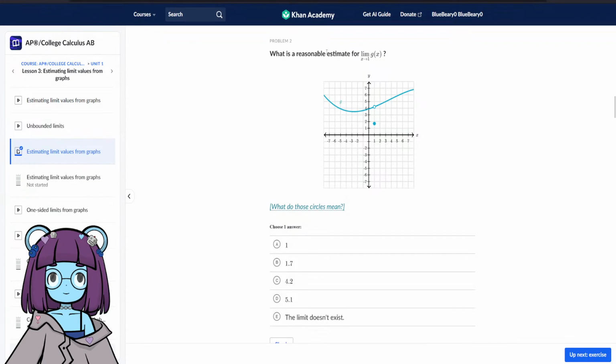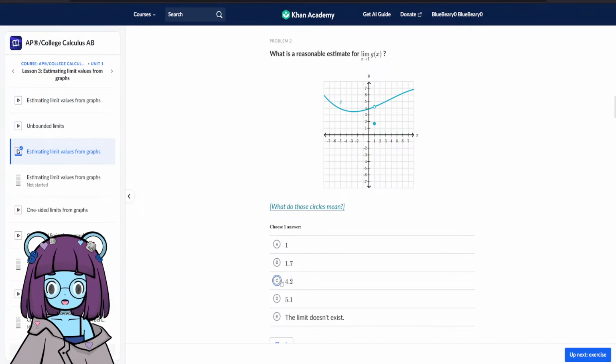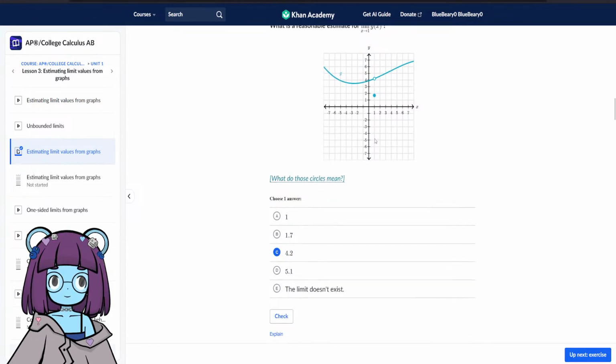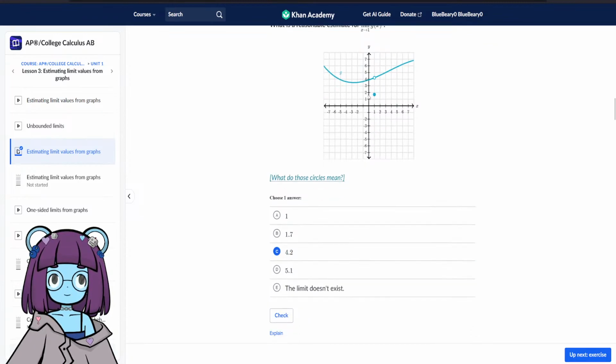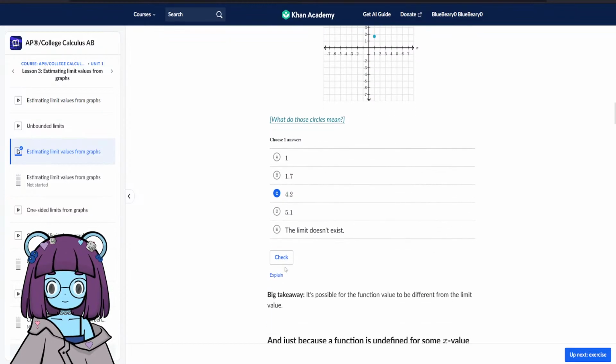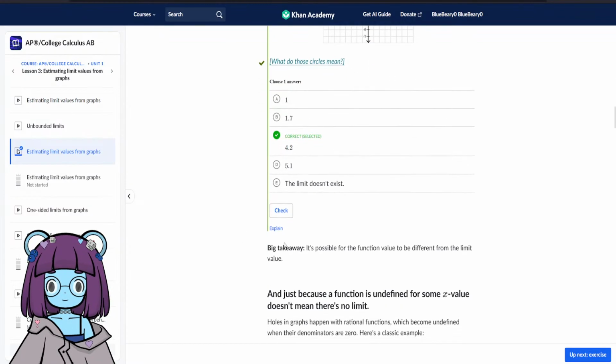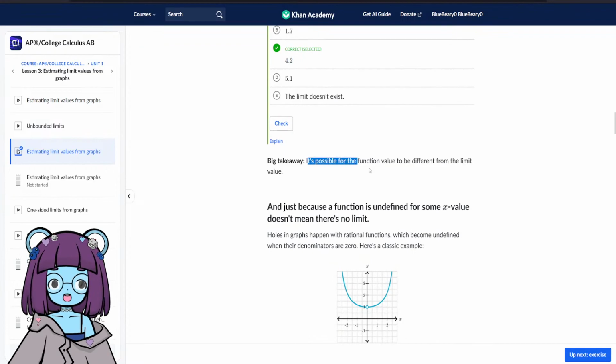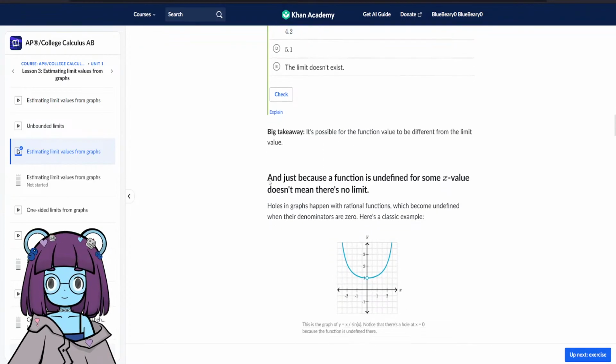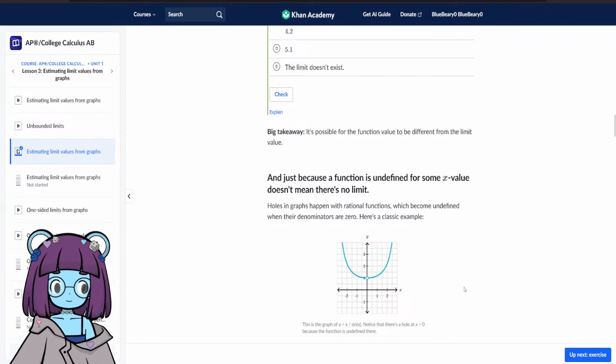What is a reasonable estimate for the limit of g of x as x approaches 1? So the estimate of the limit itself should be like 4.2, but the actual value should be 1.9 or something. Big takeaway: it's possible for a function value to be different from the limit value. And just because a function is undefined for some x value doesn't mean there is no limit.